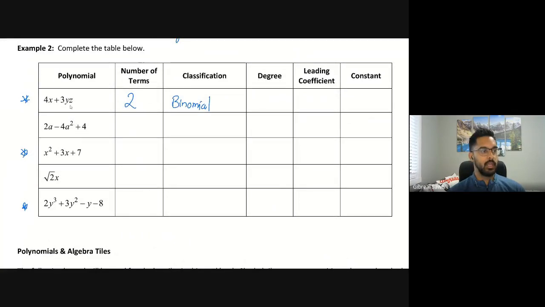Degree comes next. So we're going to look at each individual term and add up the exponents on those variables. Our first term is 4x. It's got an exponent of 1. The y and the z each have an exponent of 1. So the degree of this is 2 because I'm looking for the highest one. This is the one that's going to dictate that degree for us. Now, if I know that, my leading coefficient has to be 3, because it's on the term that's got my biggest powers. A constant, I don't have one, so it's 0. You really could technically have a plus 0 on the end. So there's my constant.